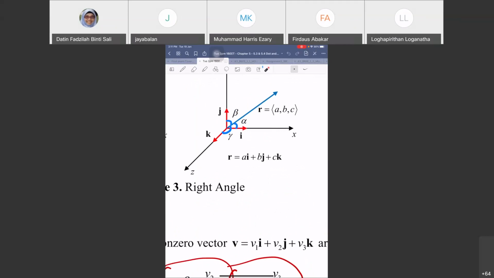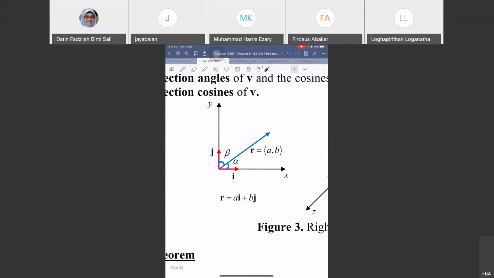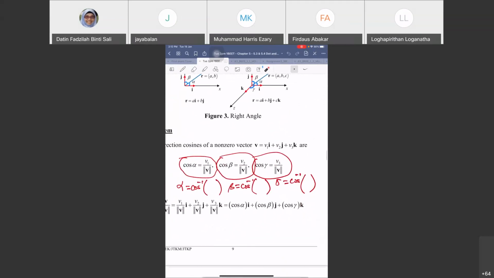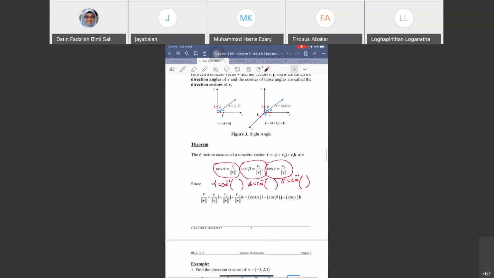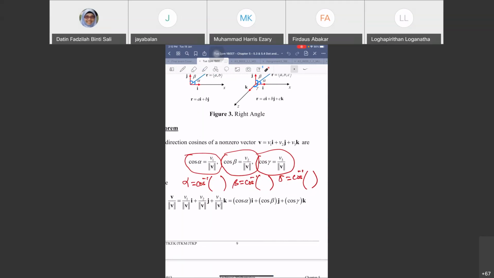However, if we are talking about a two-dimensional coordinate system, then we only have two direction angles, namely alpha and beta. In terms of the theorem or definition for the direction cosine, cosine alpha equals the first component of the given vector divided by the magnitude of the vector. This is what we call direction cosine or direction angle. So if we want to find the direction angle, we just solve for alpha, beta, gamma.